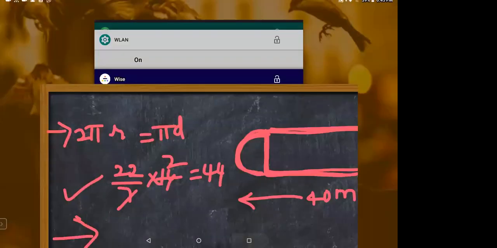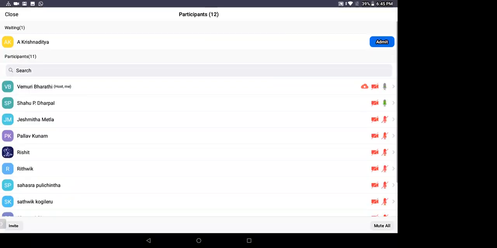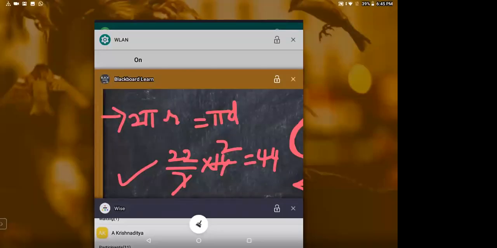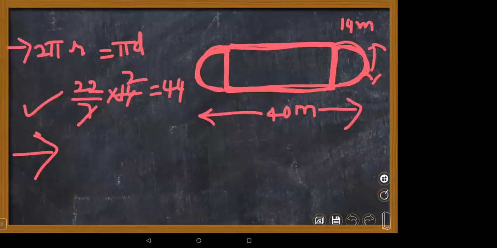14 plus 14, how much? 14 plus 14 is 28. So that is also not true. Ma'am, is it 124 meters?